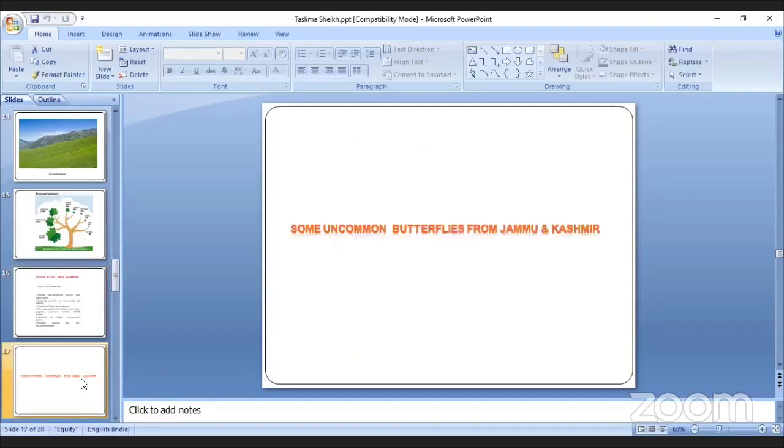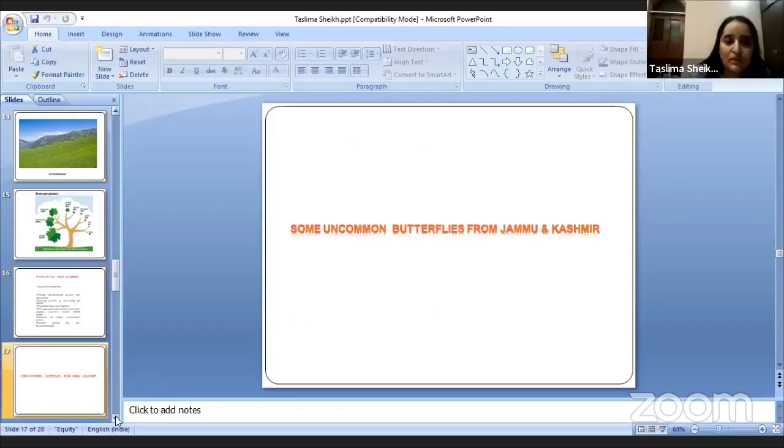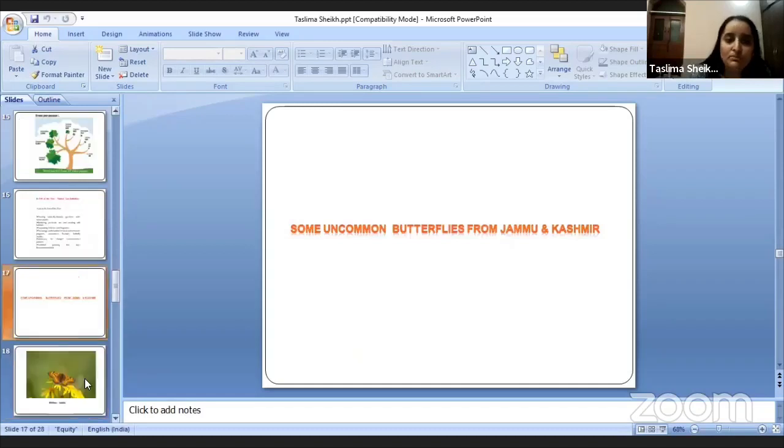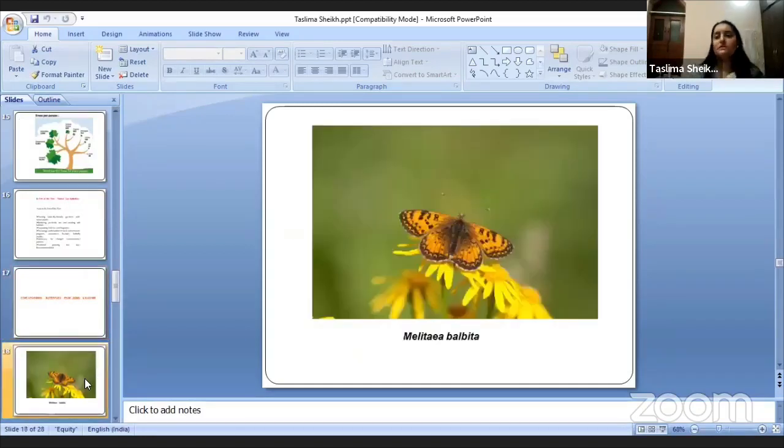At the last, I would like to show some uncommon butterflies of Jammu and Kashmir that need a lot of protection. These are very rare butterflies, and these butterflies are seen in very few places of Jammu and Kashmir. So here I am showing one beautiful butterfly, that is Melitaea balbita. If it is clear.